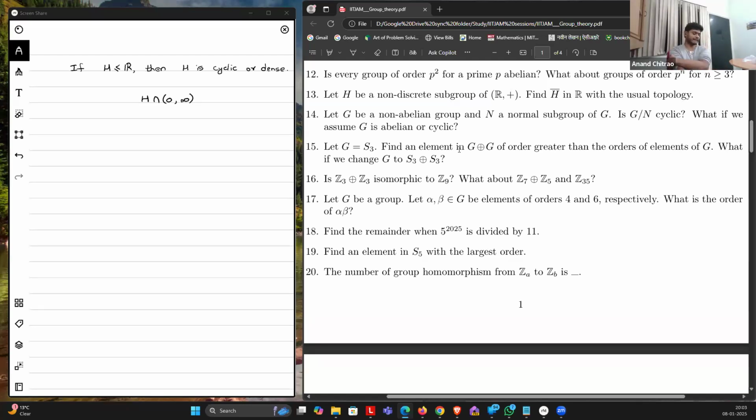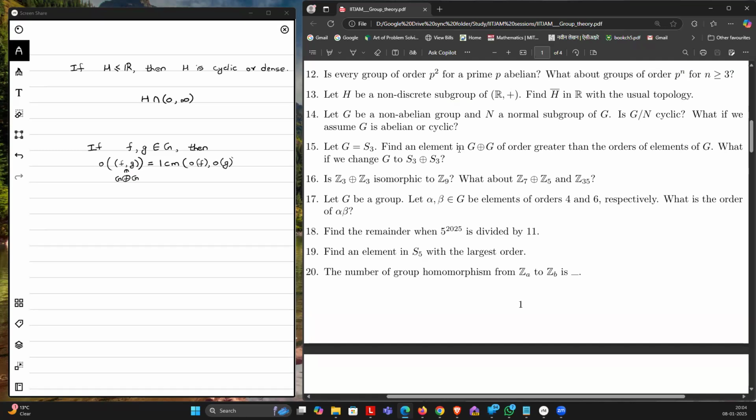So, I'll tell you a formula. If f, g are elements of G, then (f, g) is in G cross G. Now, this is an element in G direct sum G. The order of (f, g) in G direct sum G is the LCM of the orders of f and g. Okay.